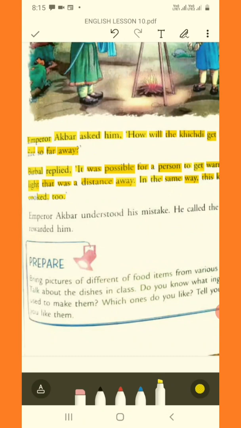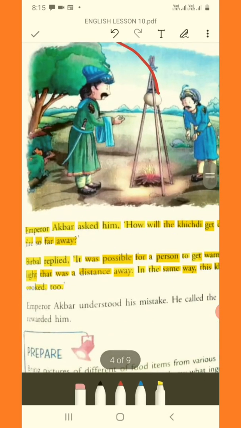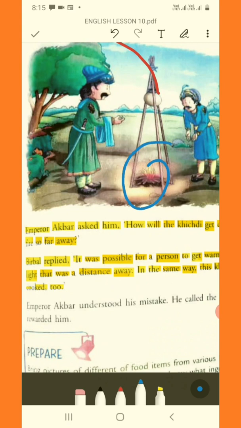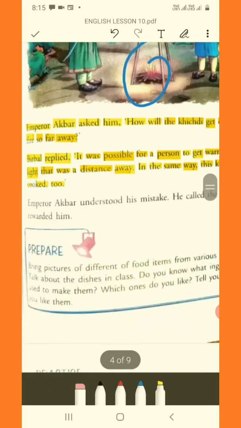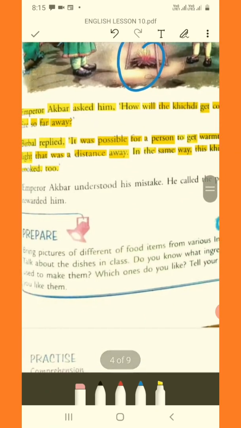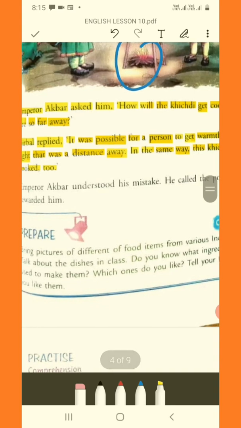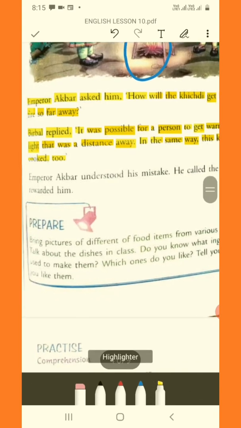Similarly, in this case, the khichdi also was not getting cooked because the fire is too far from the khichdi. Okay, so he was trying to make the king understand that what he did with the poor man was wrong, and eventually the king would understand. Okay, so Emperor Akbar understood his mistake. Clear? He understood that he was wrong.